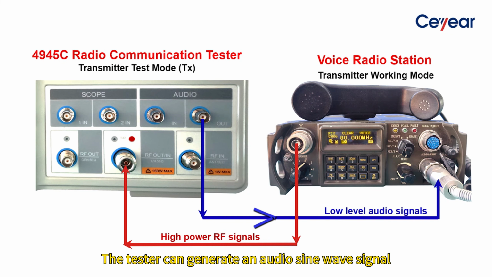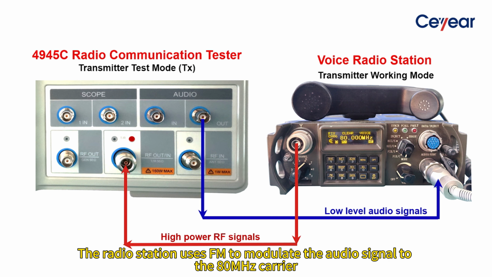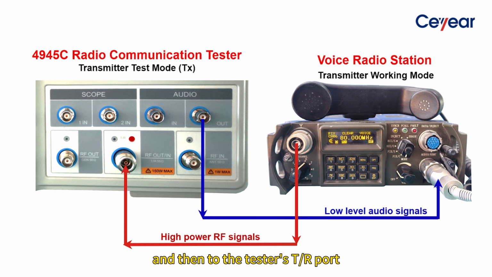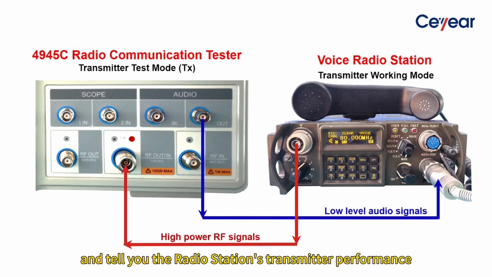The tester can generate an audio sine wave signal and send it to the radio station through the audio output port. The radio station uses FM to modulate the audio signal to the 80 MHz carrier. The high-power modulated signal will be transmitted to the internal port and then to the tester's TR port. The tester will demodulate and analyze the received 80 MHz signal and tell you the radio station's transmitter performance.